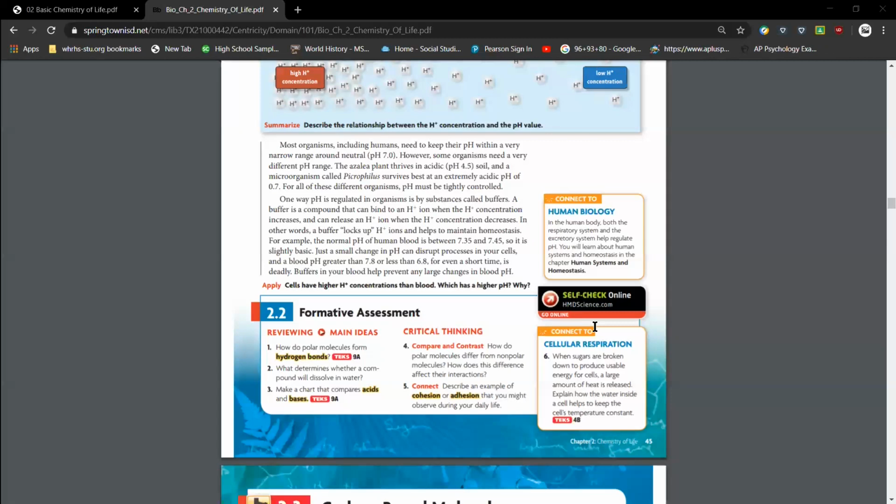Number 6 is a little bit interesting. When sugars are broken down to produce usable energy for cells, a large amount of heat is released. Explain how the water inside a cell helps to keep the cell's temperature constant. So question 6, type your answers in the chat.